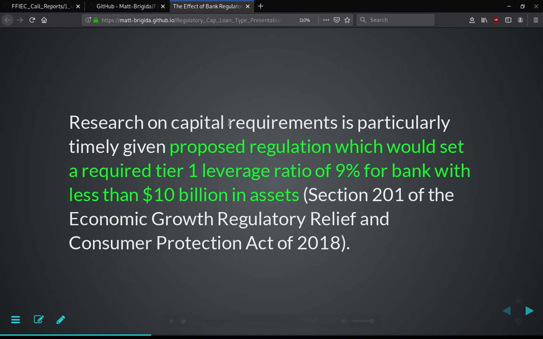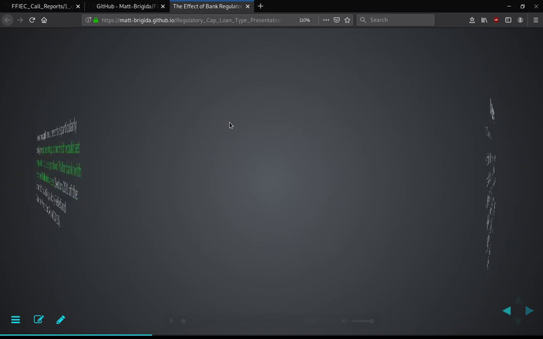This is in the 2018 regulation. They proposed a regulation which would set a required Tier 1 leverage ratio of 9%. Tier 1 leverage ratio is Tier 1 capital divided by total assets, of 9% for a bank with less than $10 billion in assets. So what we're doing here is trying to get the regulatory capital levels right. This is an active area of regulation. These are things that we're trying to get right now. So doing research in this would put you in an area where your research is in demand.